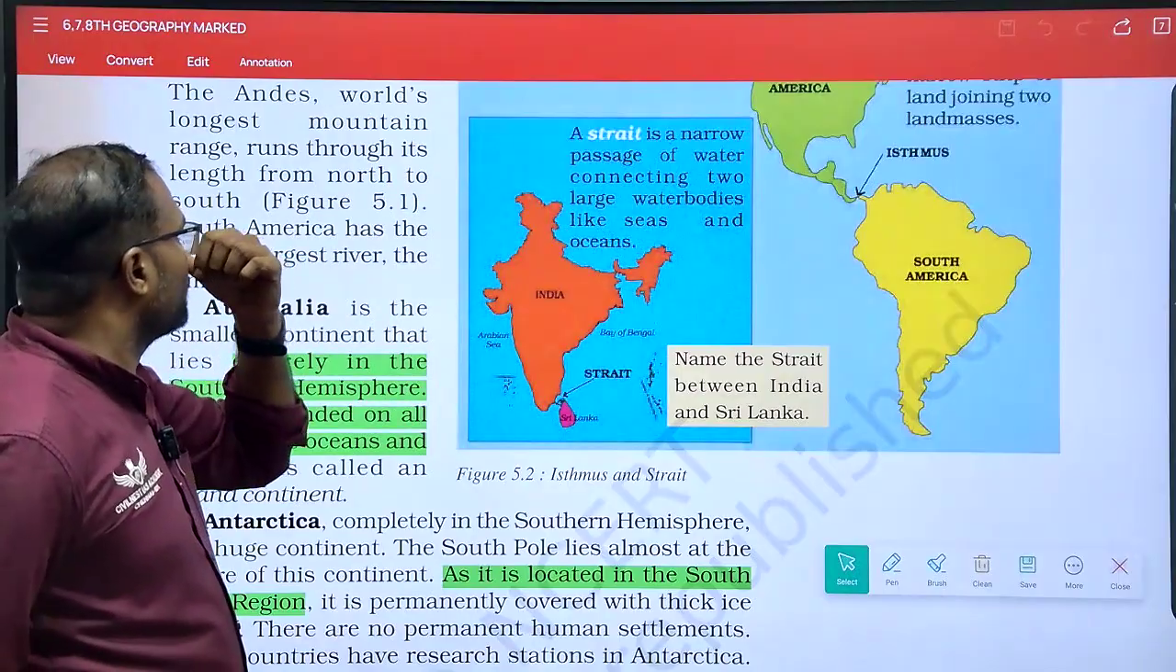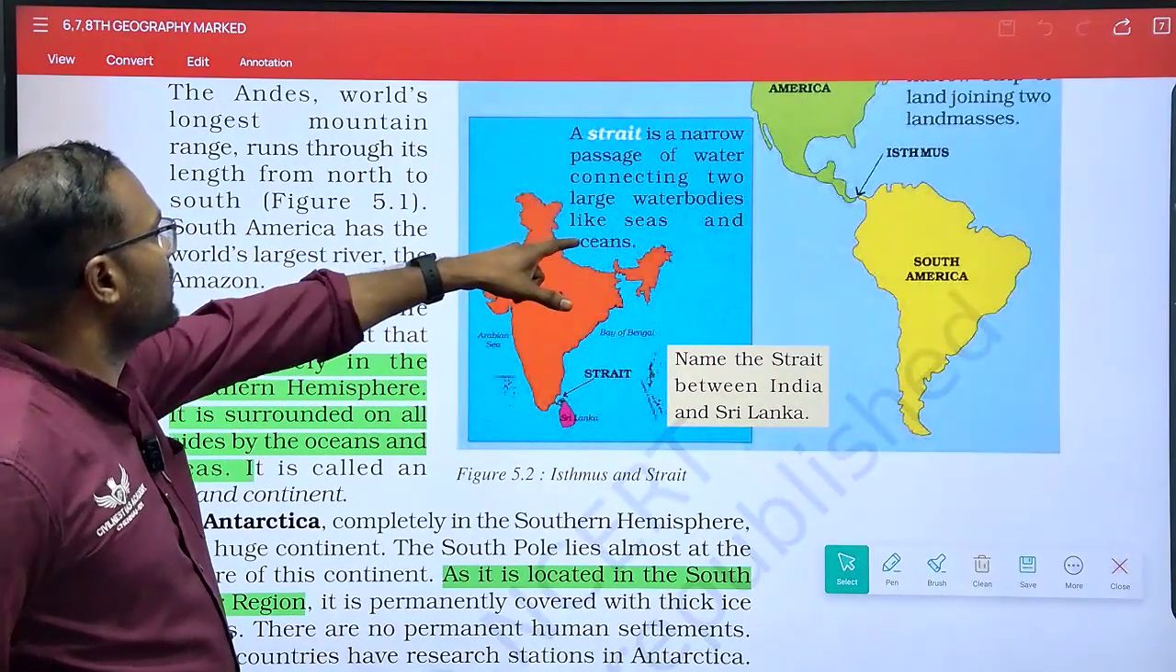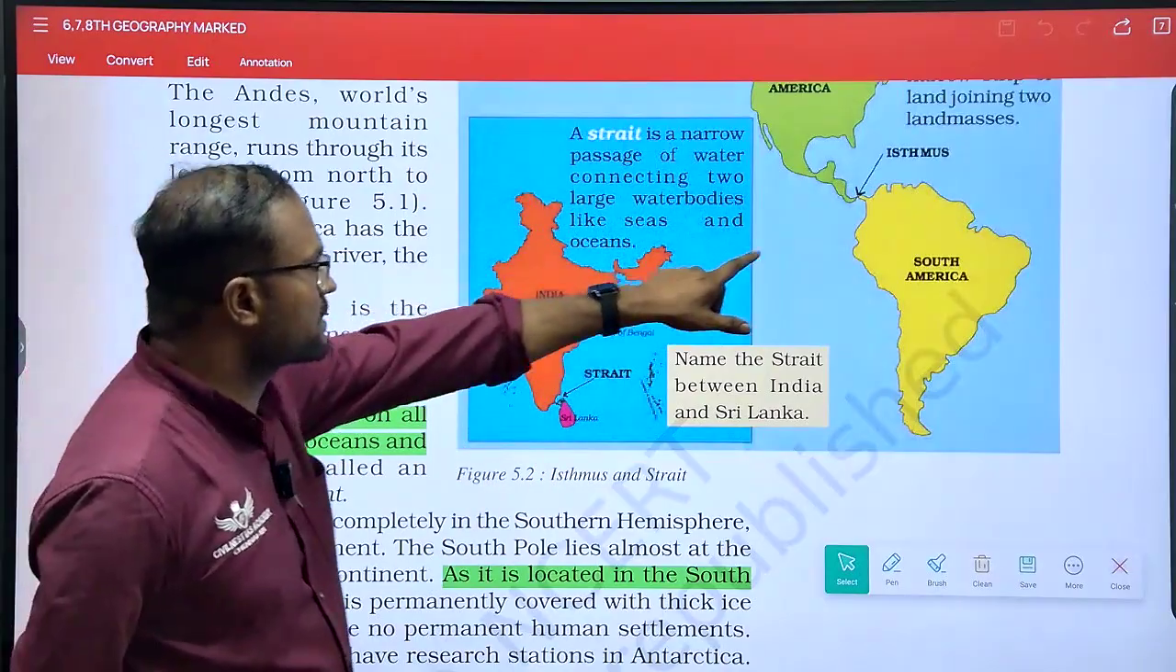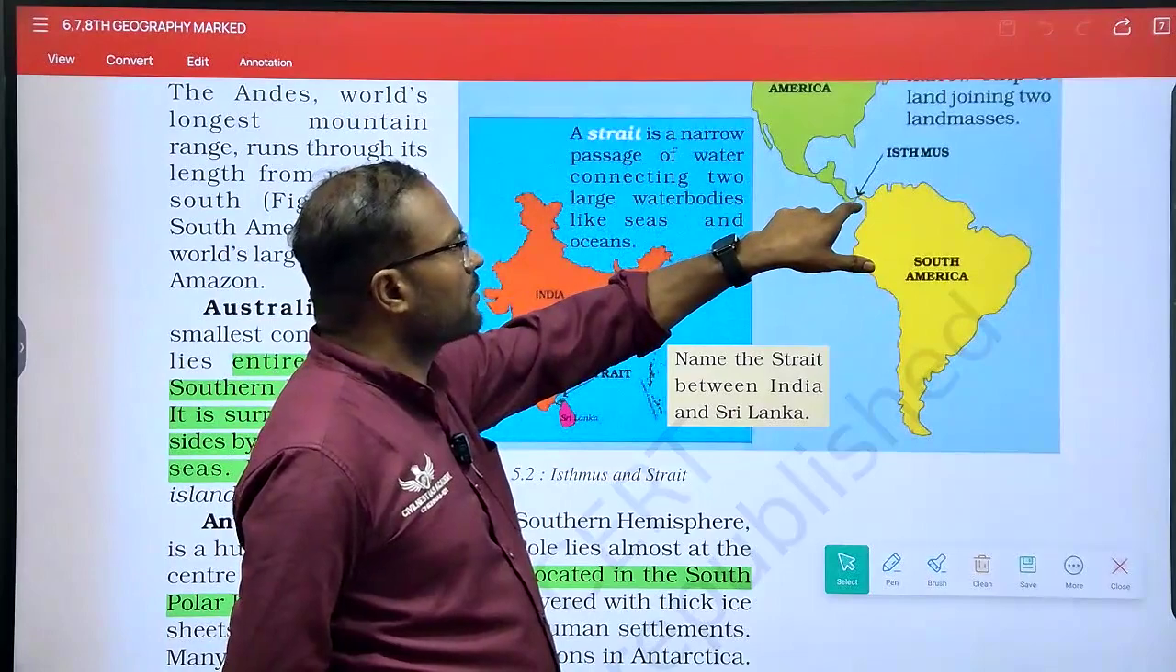A strait is a narrow passage of water connecting two large water bodies like seas and oceans. See, the Palk Strait. Here is the isthmus, the Isthmus of Panama.